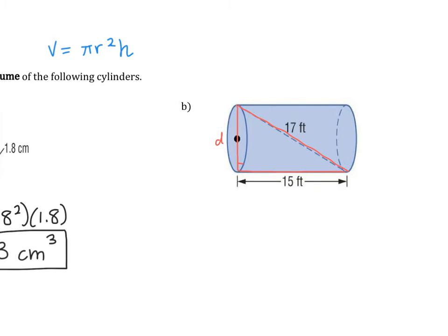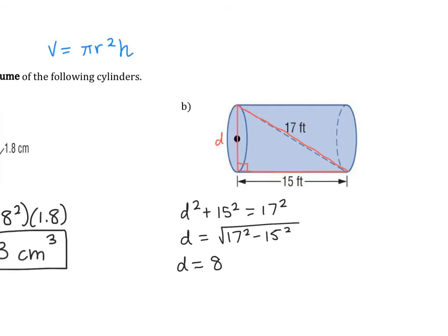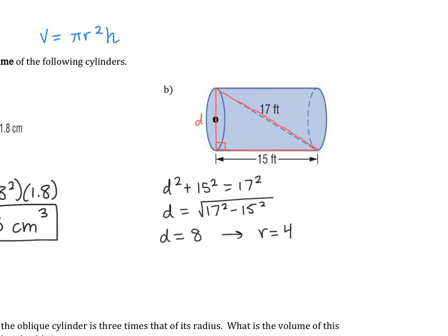And here, since it is a right triangle, we can use the Pythagorean theorem. So D squared plus 15 squared equals 17 squared. D is going to be the square root of 17 squared minus 15 squared. So I subtracted 15 squared, and then you take the square root of both sides. So here we get a diameter of exactly 8. So if our diameter is 8, then that means that our radius is exactly half of that, which is 4.